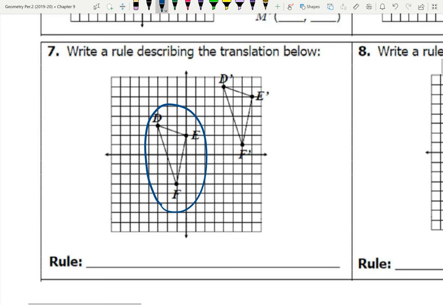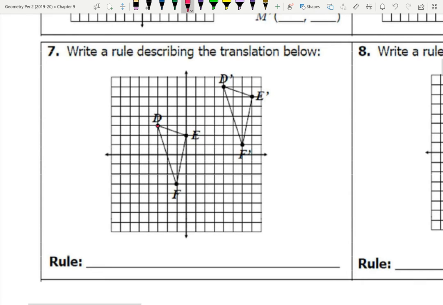Again, how do I know that's the pre-image? The vertices D, E, and F are just D, E, and F, whereas this triangle over here has those primes, D prime, E prime, and F prime, so that's my image, my after. Okay, so let's start with my pre-image, and again, I can pick any point.